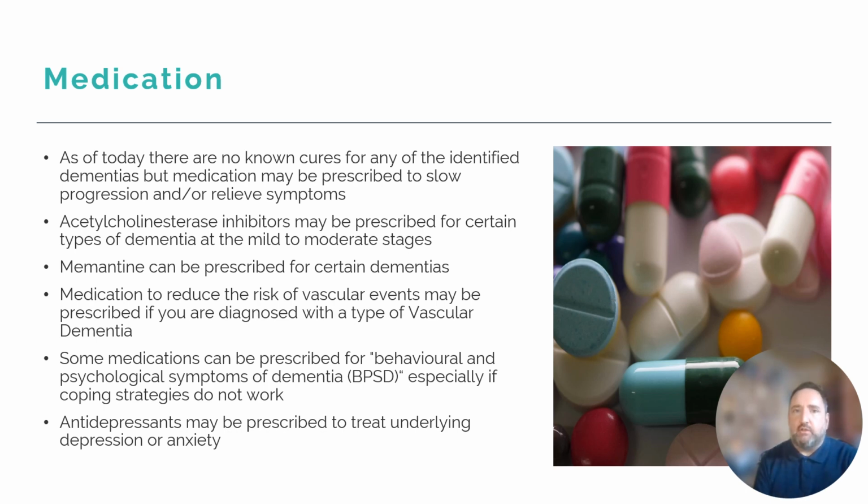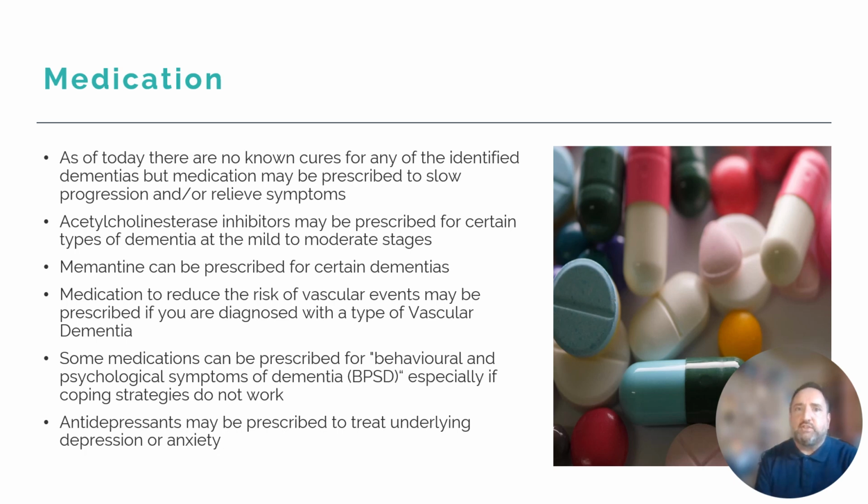There's medication to reduce the risk of vascular events. So the medication we're talking about there are medication to reduce high blood pressure, blood thinners, those sort of things. And some medications can be prescribed for behavioural and psychological symptoms of dementia. So that tends to be called BPSD. So especially if coping strategies do not work.